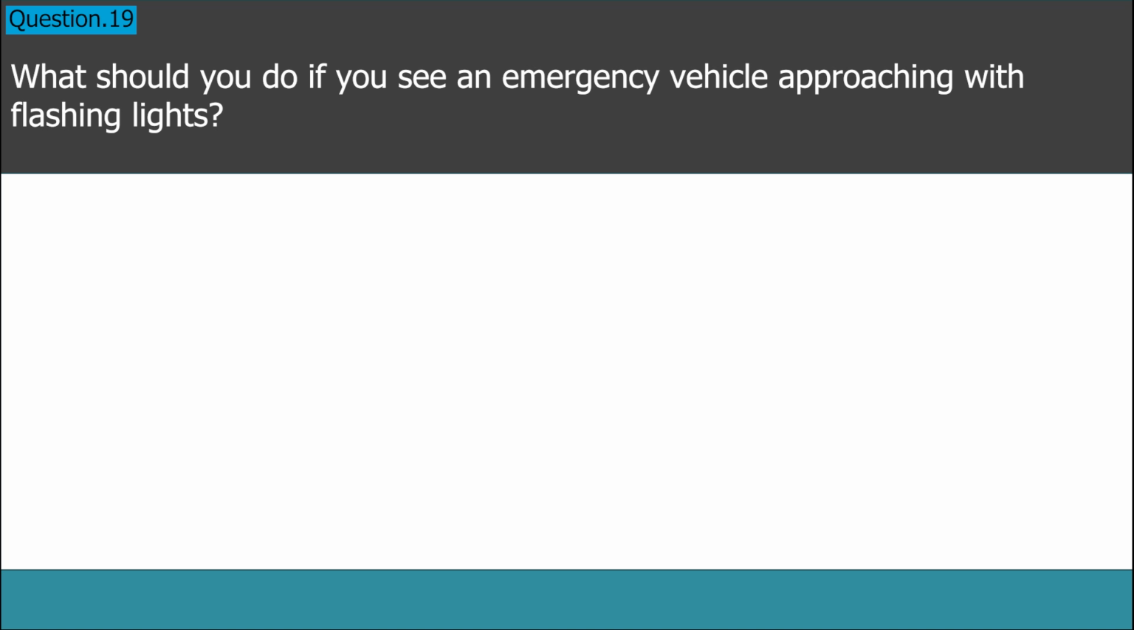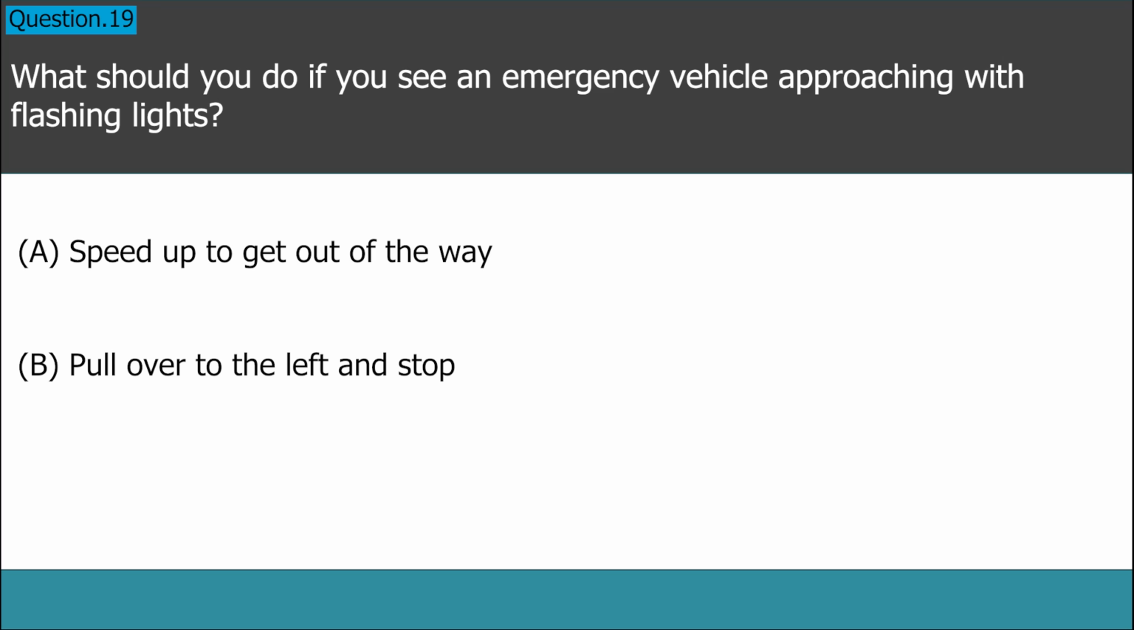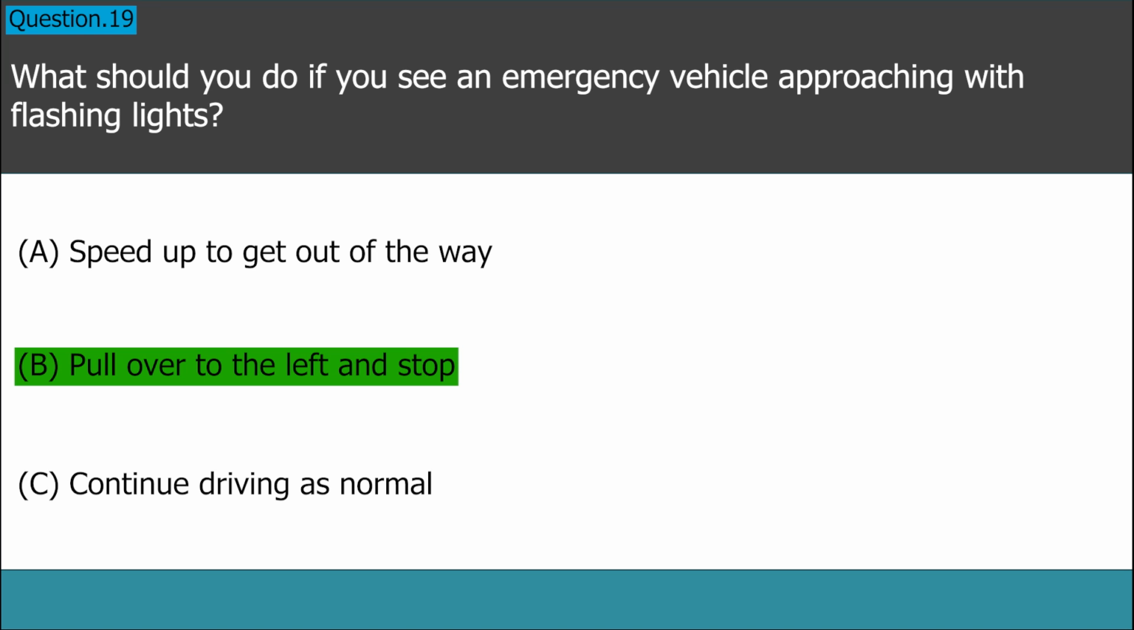What should you do if you see an emergency vehicle approaching with flashing lights? A. Speed up to get out of the way. B. Pull over to the left and stop. C. Continue driving as normal. Answer: B. Pull over to the left and stop. Yielding to emergency vehicles allows them to pass quickly and respond to emergencies.